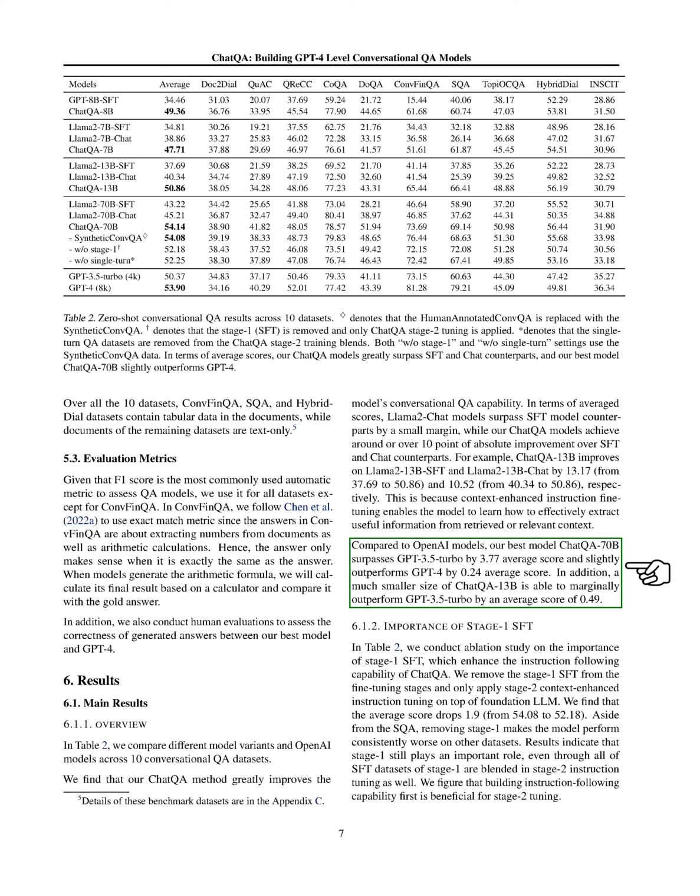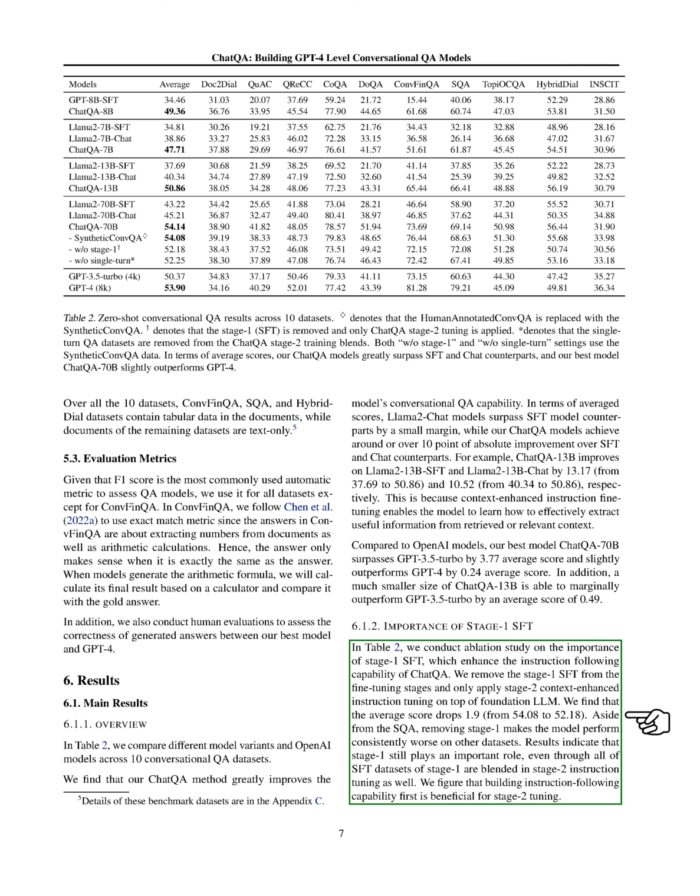Compared to OpenAI models, our best model, ChatQA 70b, surpasses GPT-3.5 Turbo by 3.77 average points and slightly outperforms GPT-4 by 0.24 average points. We also found that the first stage of SFT is crucial for enhancing the instruction following capability of ChatQA. Removing this stage results in a 1.9-point drop in the average score.